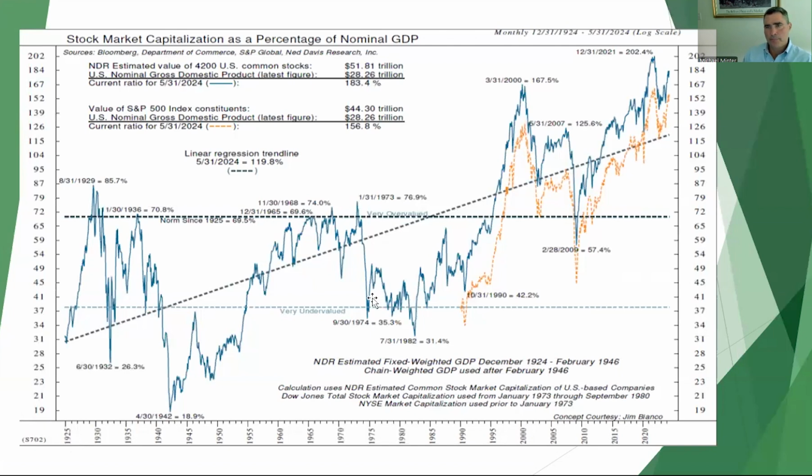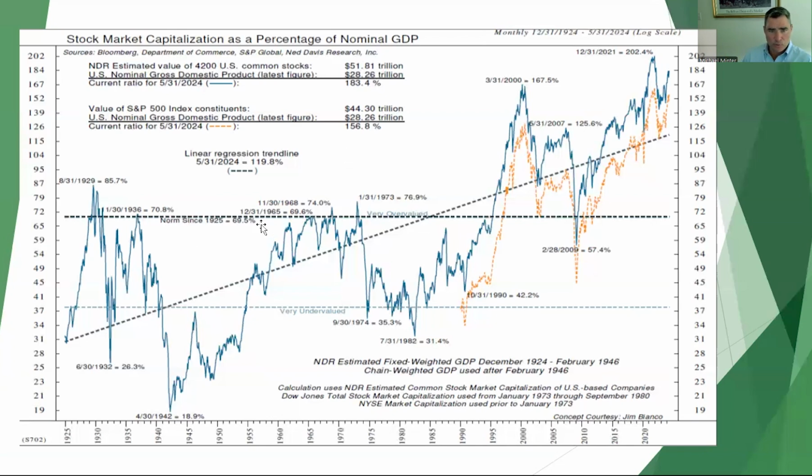My last chart in this segment, this is the quickest segment, is stock market capitalization as a percentage of nominal GDP. A legendary investor, his name's Warren Buffett, was asked years ago if there was one thing that you could look at to determine whether stocks were cheap or expensive, what would it be? And he said stock market capitalization as a percentage of GDP. So that's what this chart is. Stock market capitalization is just the share price times all of the shares outstanding for all the companies in the S&P, divided by nominal GDP, which is everything that is produced in this country.